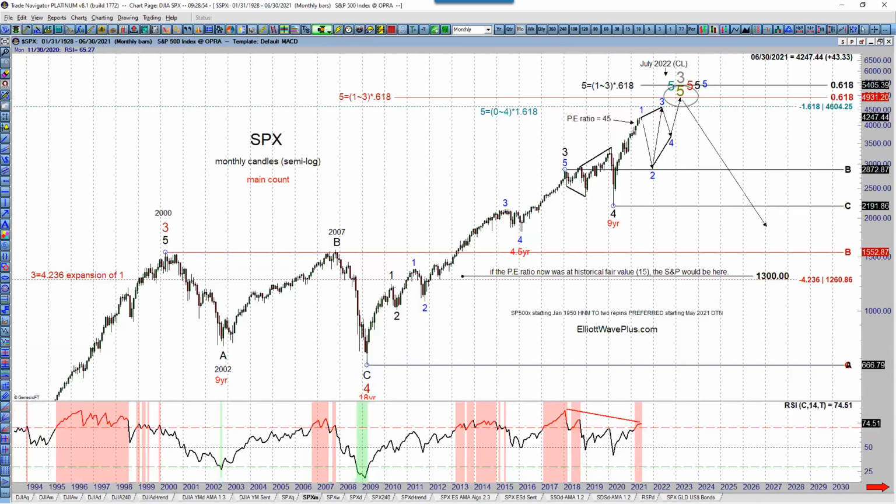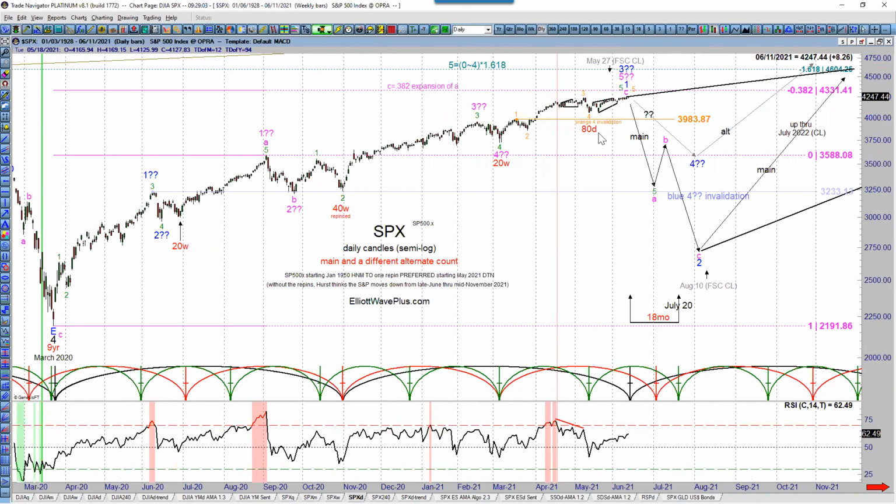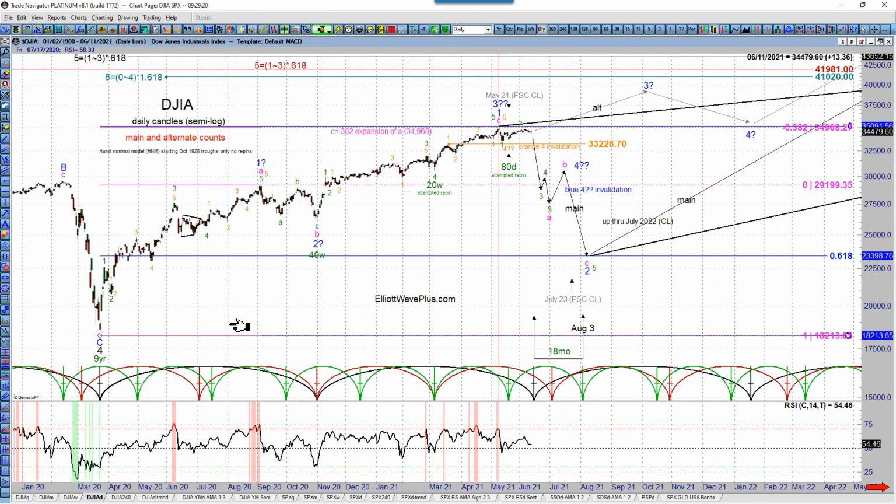Moving to the S&P, same identical scenario. The only difference in the S&P is on the very short-term count. And in the S&P, we had a new all-time high last week on Thursday, I believe it was. Whereas we did not get an all-time high in the Dow Jones Industrial Average, the all-time high is still standing from May 11.